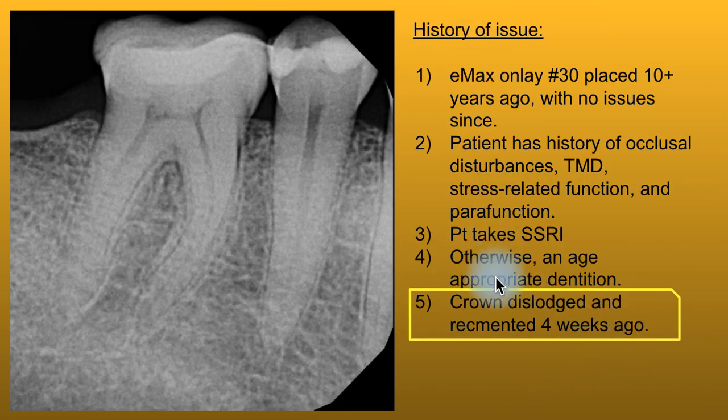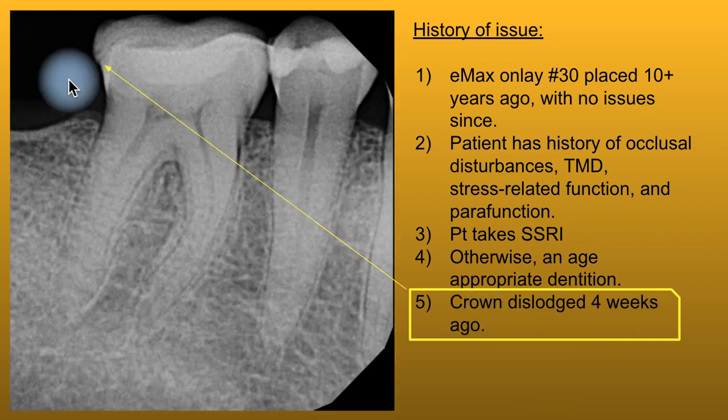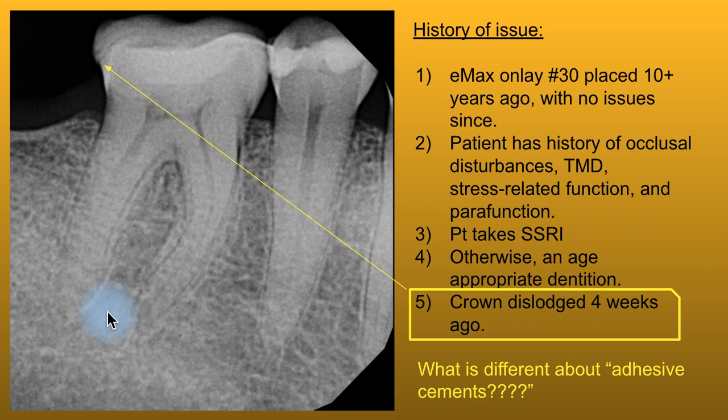So here's the history of issues that we went over earlier. We can notice here that the crown dislodged and was re-cemented 4 weeks ago, and that's when the symptoms happened. Well, can that be a clue to what may have gone on here? As we can see here, there's a cement gap. I can't say whether or not that's an overhang or normal or not normal, but it brings my attention to the cement gap, and I want to ask the question, what's different about adhesive cements?